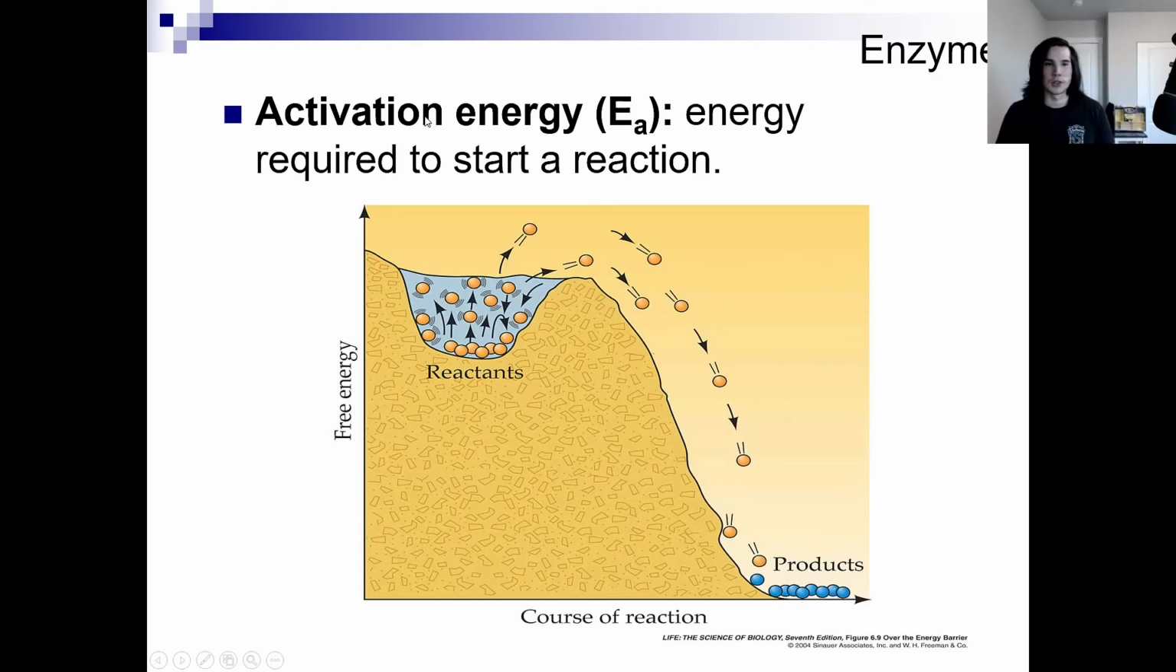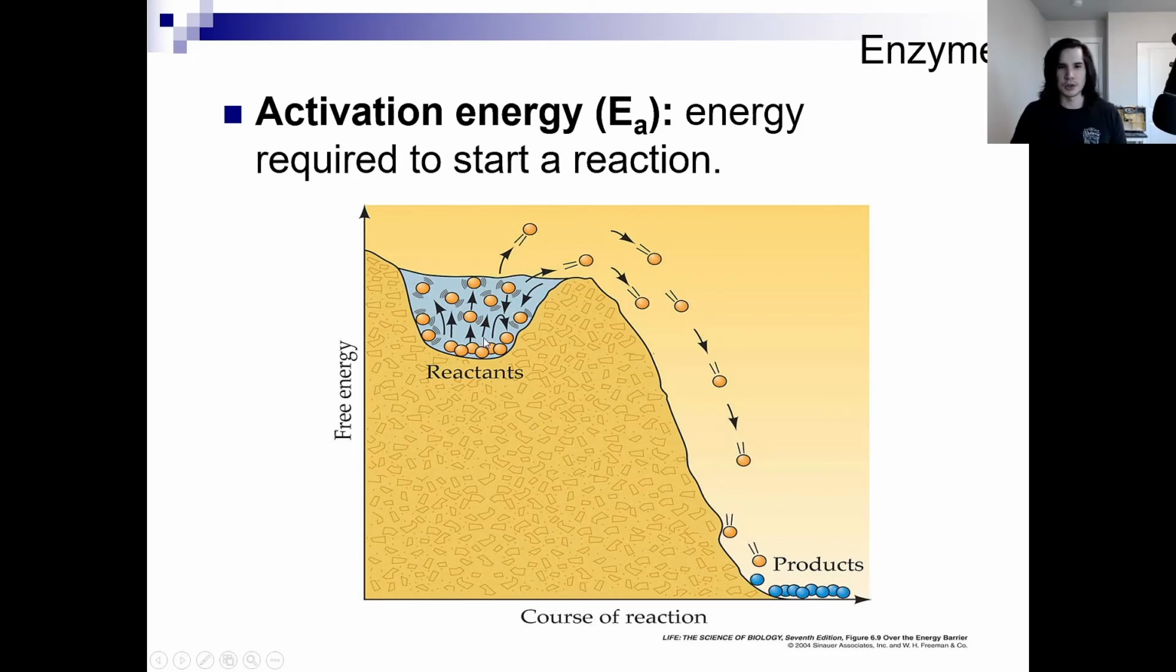Okay, so let's talk about activation energy, the energy needed to start a reaction. The energy needed to start a reaction is the activation energy, and the activation energy for some reactions may be different from others.